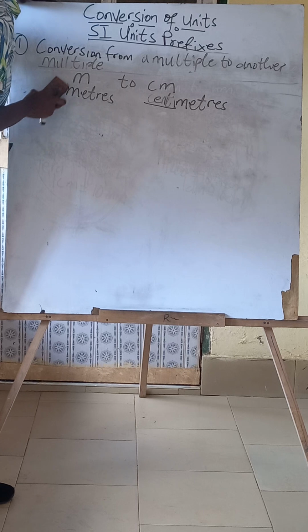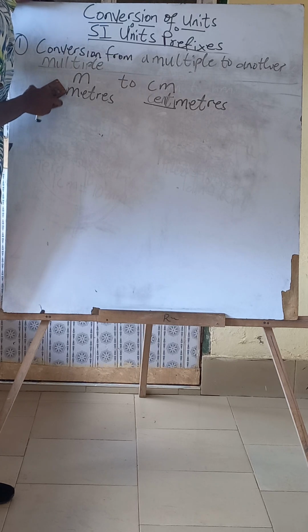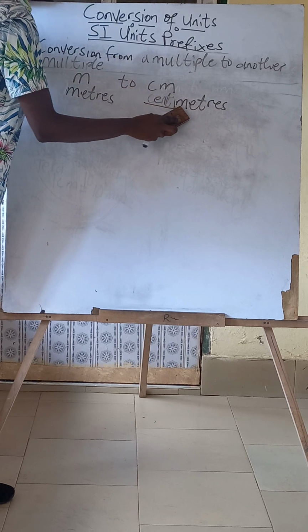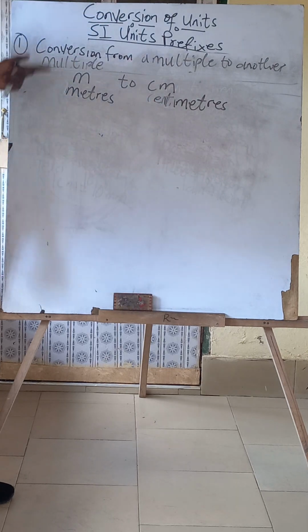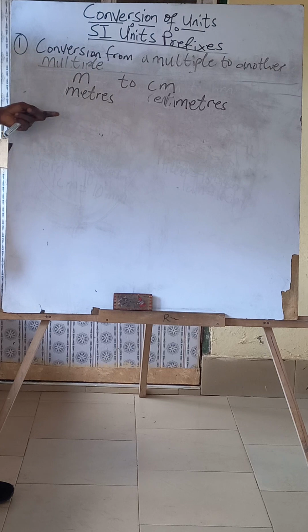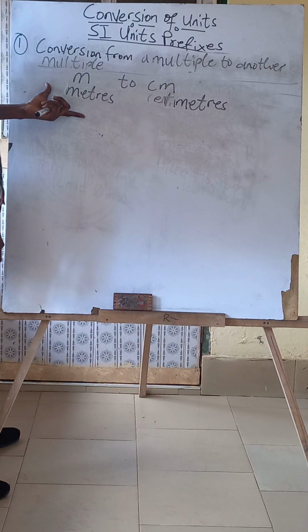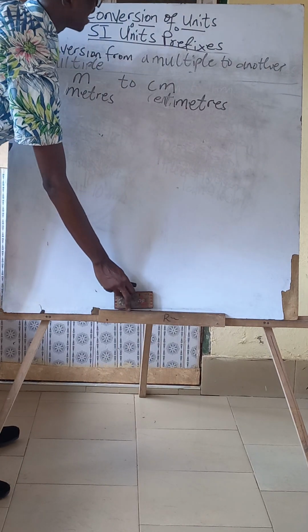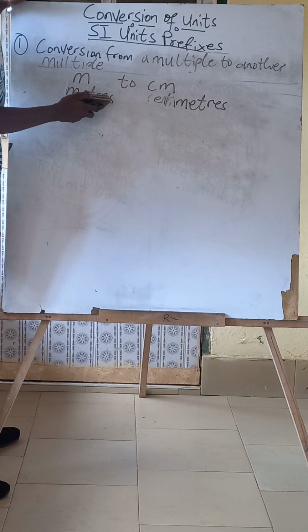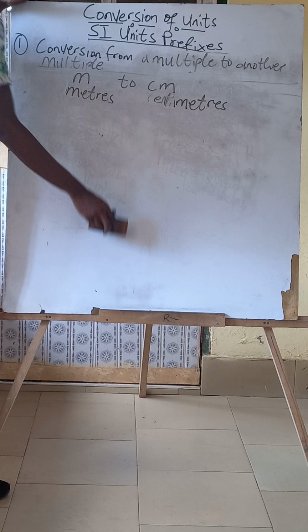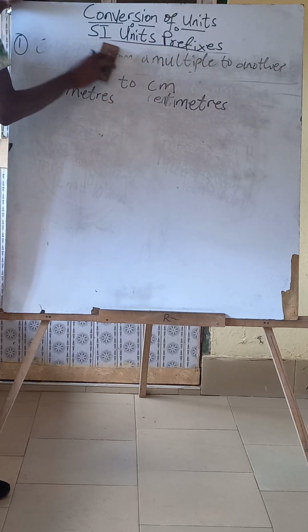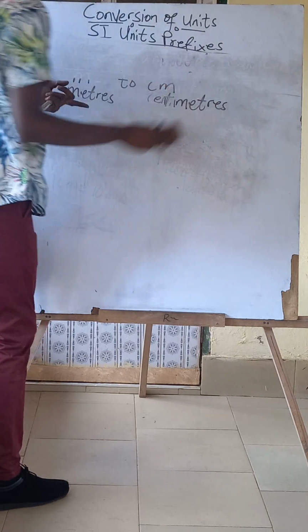In this case, although meters doesn't have any prefix, let us consider it to be a multiple. So when you're converting from meters to centimeters, although meters doesn't have a prefix, consider the meters as a multiple. I hope you are getting what I mean.